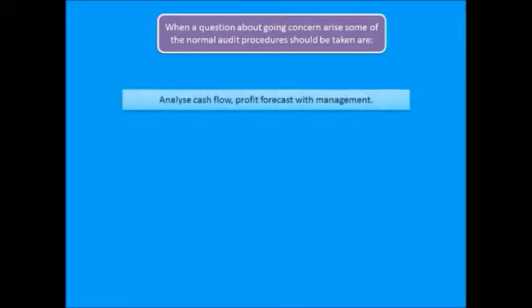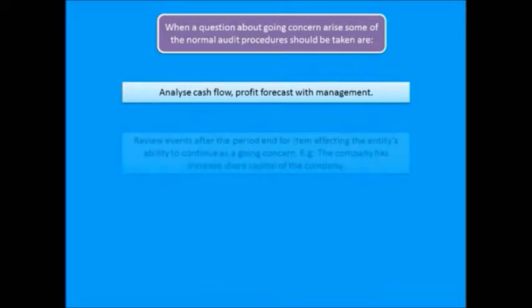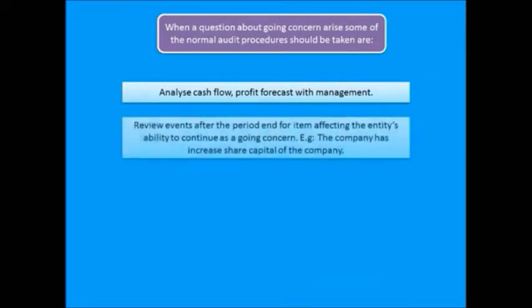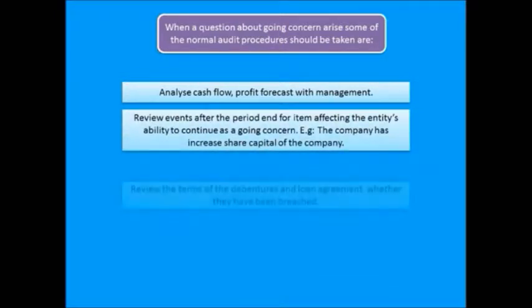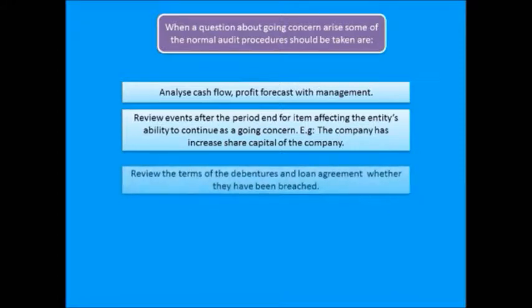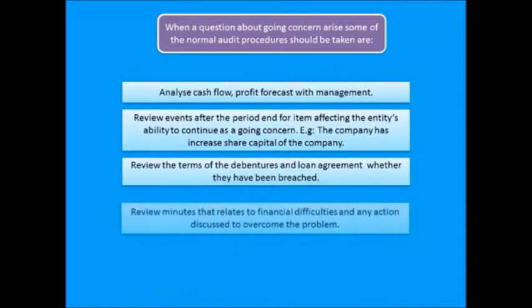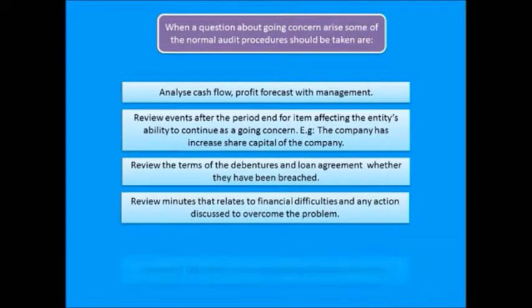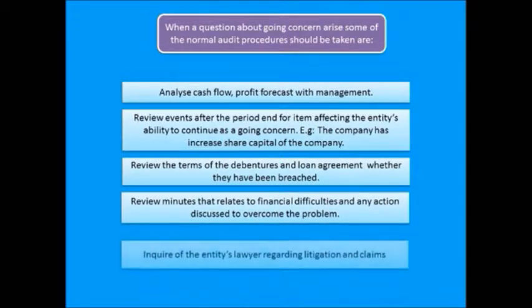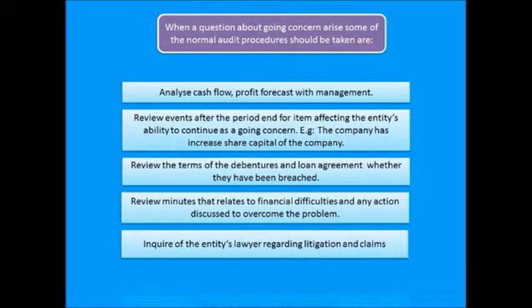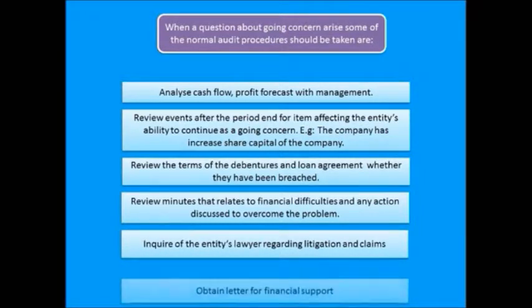The normal audit procedures should be taken when a question about going concern arises. These include analyzing cash flow and profit forecasts with management, and reviewing events after the period end for items affecting the entity's ability to continue as a going concern. Review minutes that relate to financial difficulties and any action discussed to overcome the problem. Inquire of the entity's lawyer regarding litigation and claims, and obtain a letter for financial support.